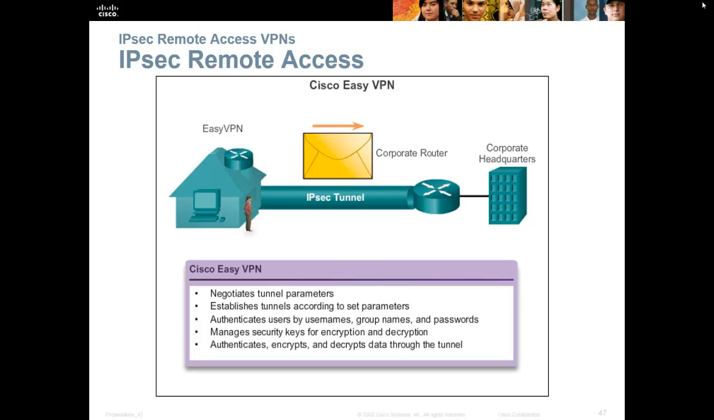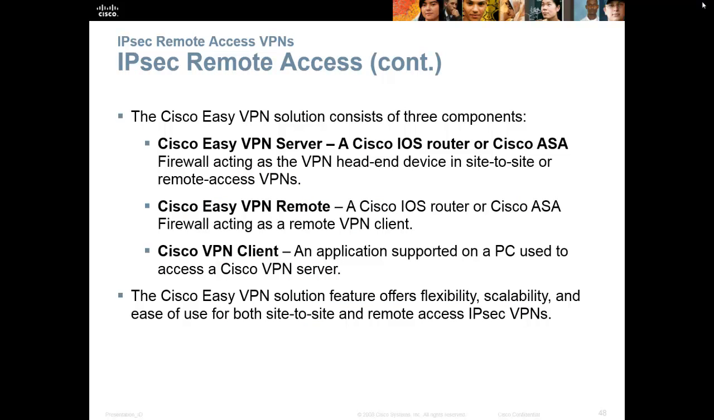I don't exactly know what the standard is for financial offices. They may have to have something even more secure than SSL. But for the rest of us, SSL is the way to go. All right, so Cisco's Easy VPN solution, and again, it is freaking easy, has a server, a remote, and a client, and you don't even have to have the client stuff, which is kind of nice.